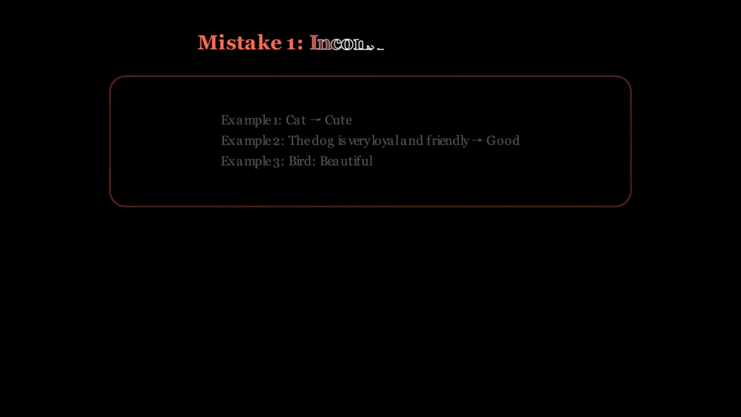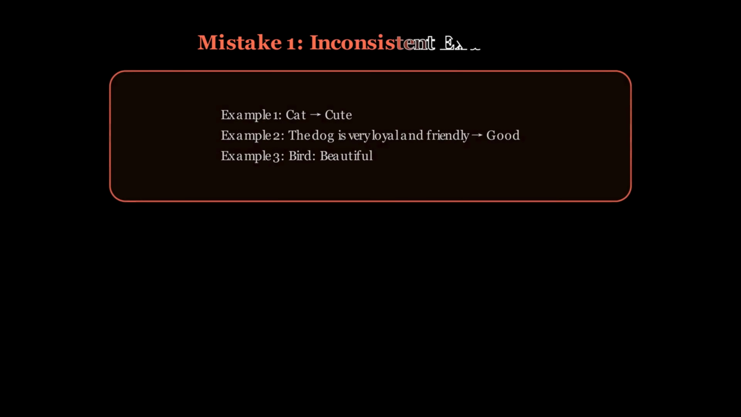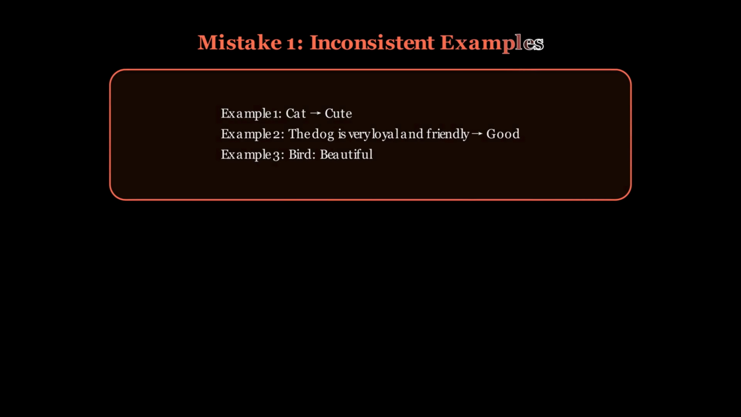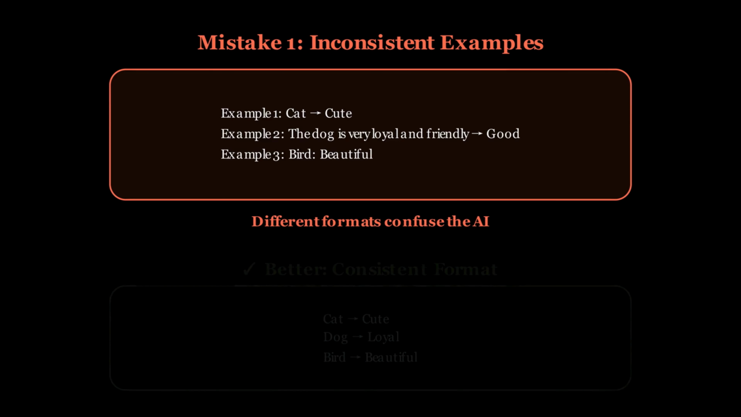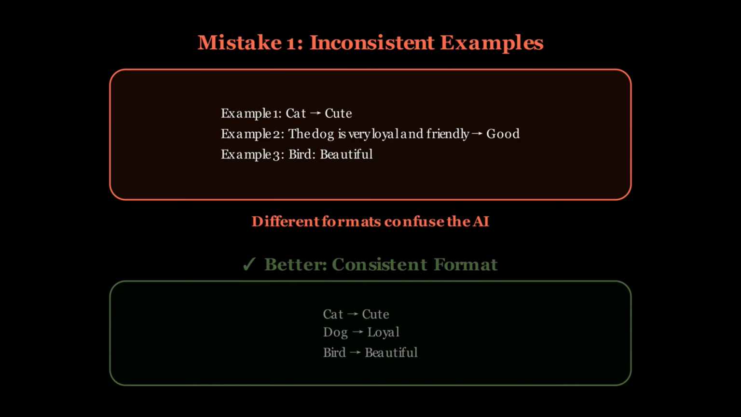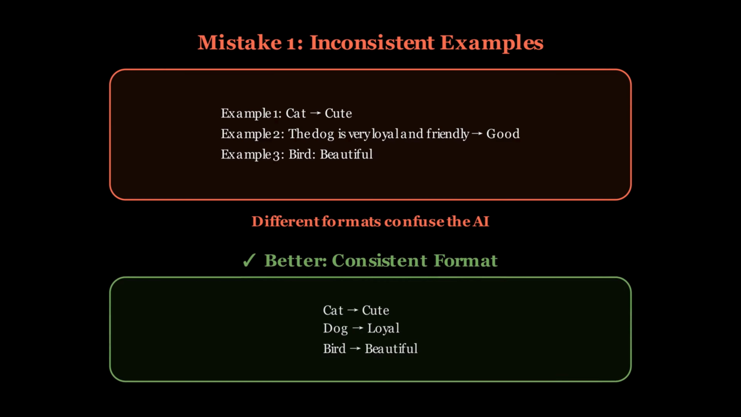Let's talk about common mistakes people make with few-shot prompting, and how to avoid them. Mistake 1. Inconsistent examples. If your examples use different formats, different lengths, or different styles, the AI gets confused about the pattern. Better, keep the format exactly the same. Same structure, same length, same style across all examples.